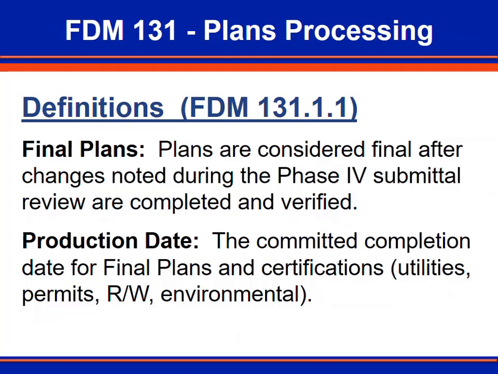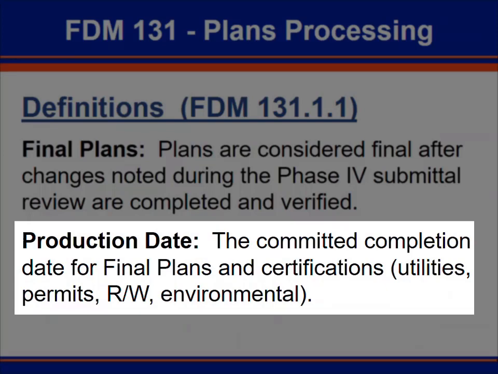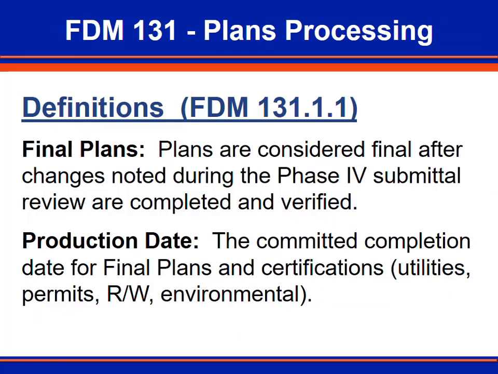The term production date is an added term. This milestone means that all the contract development tasks are completed, certified, and ready to go to letting. For example, the right-of-way clear, utilities clear, and permits clear are all processed by department staff, supported by the designer.